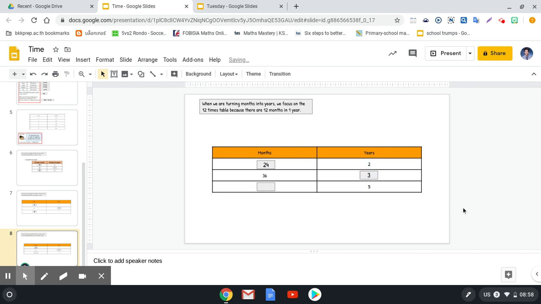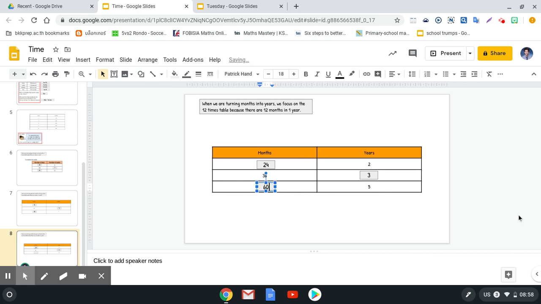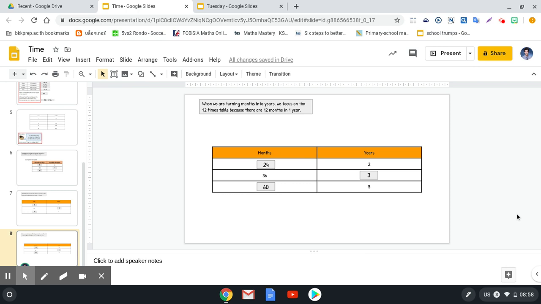Finally, I've got 5 years. I'm going to multiply that by 12, which is 60. So 60 months is the same thing as 5 years. So those are the important skills that you need to be aware of in order to convert units of time.